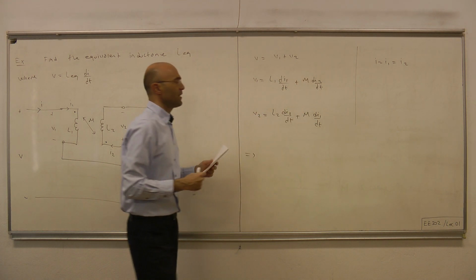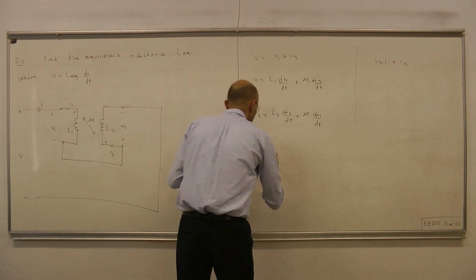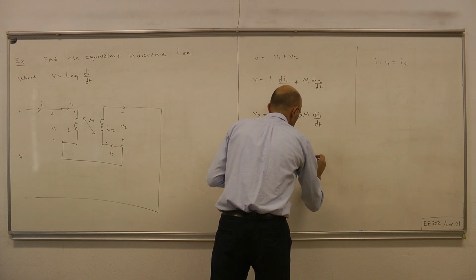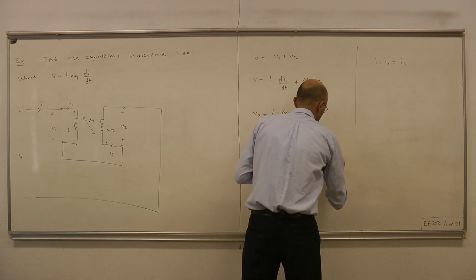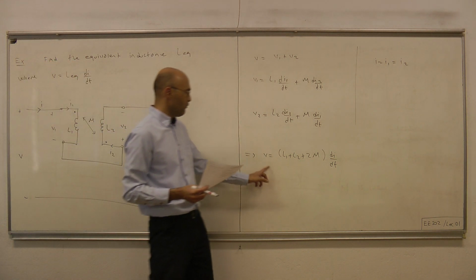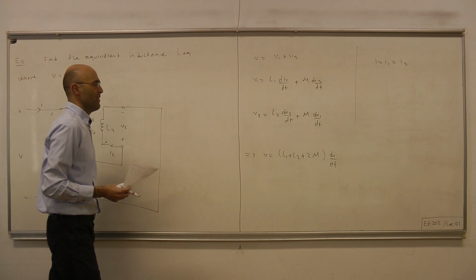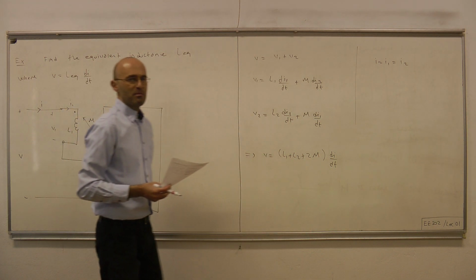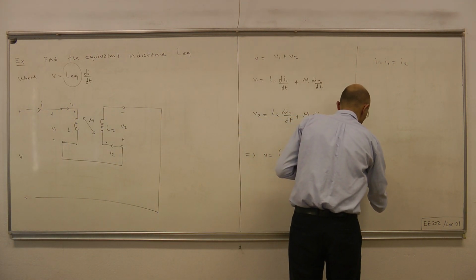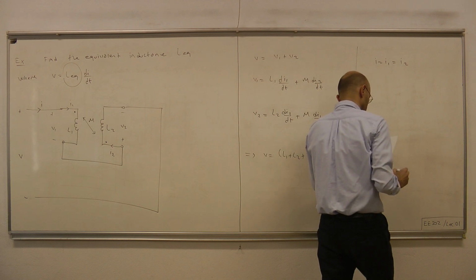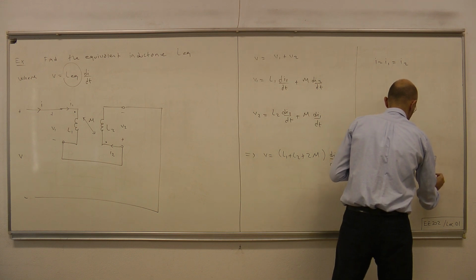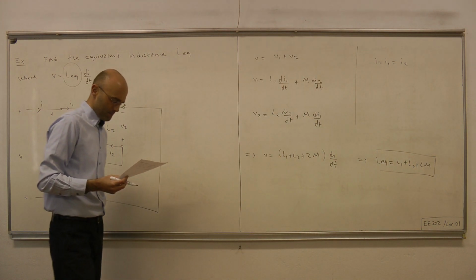So it's very easy to combine all those equations, and we immediately see that V equals (L1 plus L2 plus 2M) di/dt. Okay. So that's the relation between voltage and rate of change of current, and therefore this constant here must be what we're calling L equivalent. L effective or L equivalent equals L1 plus L2 plus 2M.